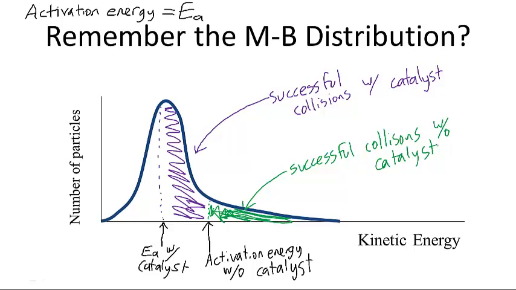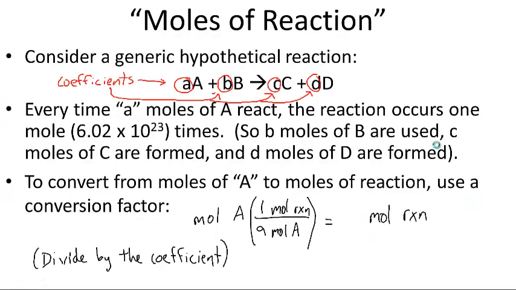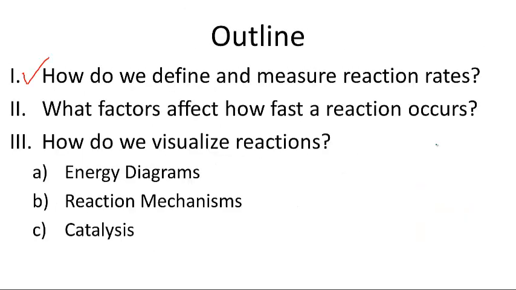All right, so we have these different ways that we can affect the rate of a reaction. Some of them increase the collision rate. Some of them increase the success rate. So good, we're moving along.